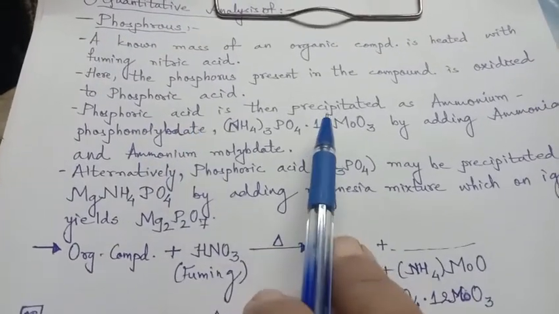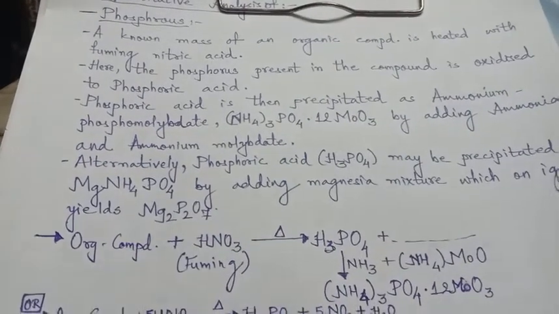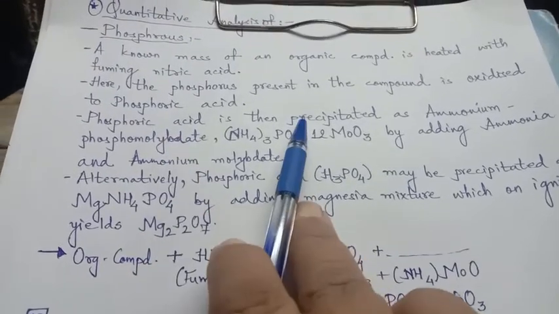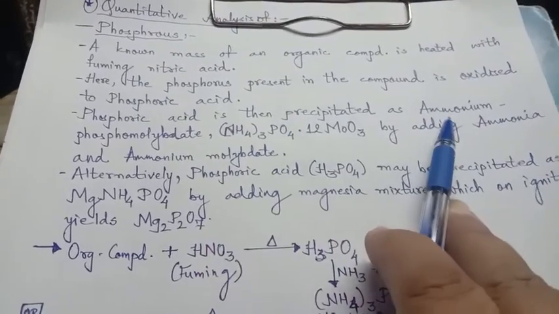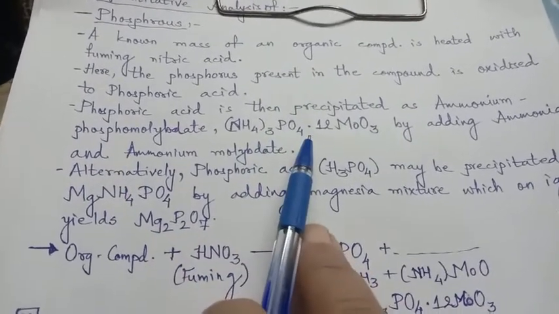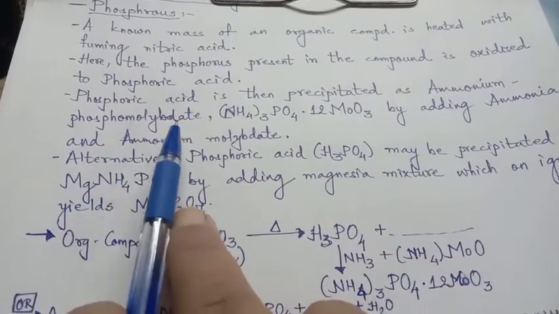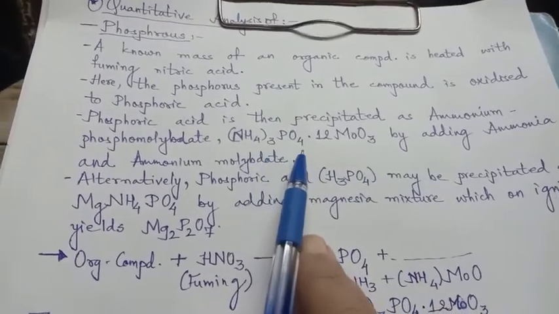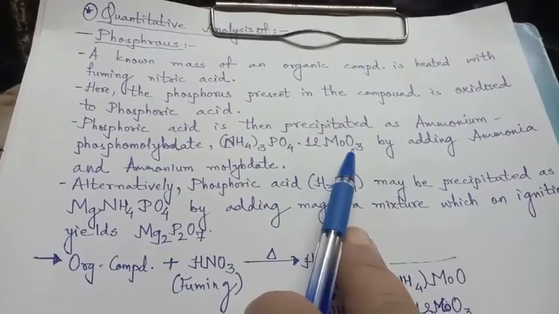Phosphoric acid is then precipitated as ammonium phosphomolybdate. Now this phosphoric acid H3PO4 is precipitated, that means a precipitate is formed. It is formed in the form of ammonium phosphomolybdate, (NH4)3PO4·12MoO3. Ammonium phosphomolybdate, (NH4)3PO4 12 times molybdenum trioxide.